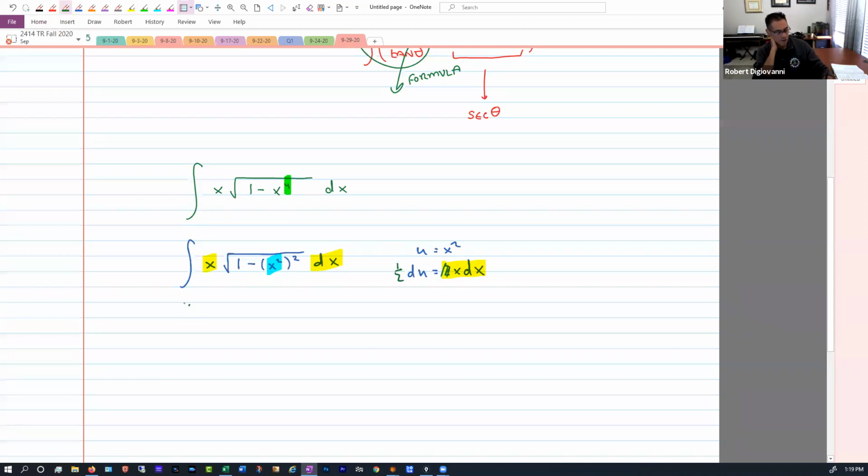And so what I can do is rewrite the problem. There's no trig sub here. This becomes the square root of 1 minus u, but then I'm still squaring that. And then the yellow part turns into 1/2, so I'll put on the outside 1/2 du. Now you can do trig sub.